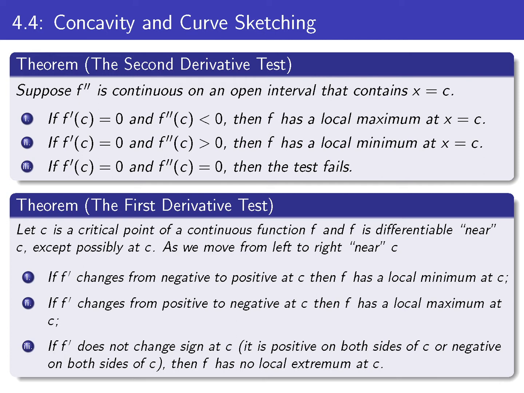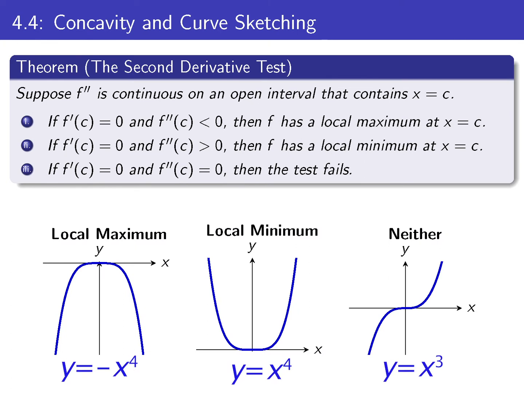The answer to that question can be seen in the third point of the second derivative test. The third point says that the second derivative test fails anytime the second derivative is also 0. To see why, let's look at these three graphs shown below. All three of these functions have a horizontal tangent line at x equals 0. But unfortunately, all three of these functions have the second derivative equal to 0 when x equals 0. Notice that the first function has a local maximum at 0, the second function has a local minimum at 0, while the third function does not have a local extremum at 0.